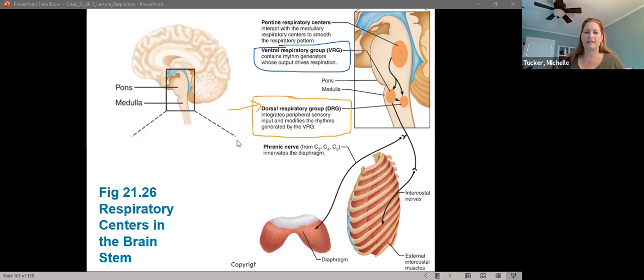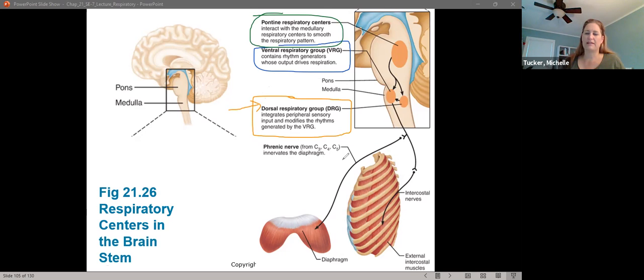And then the pontine respiratory center in the pons is going to create a nice smooth inspiratory phase and expiratory phase that's coordinated to match our needs when we sleep, when we vocalize, when we have exercise, when we perform exercise.